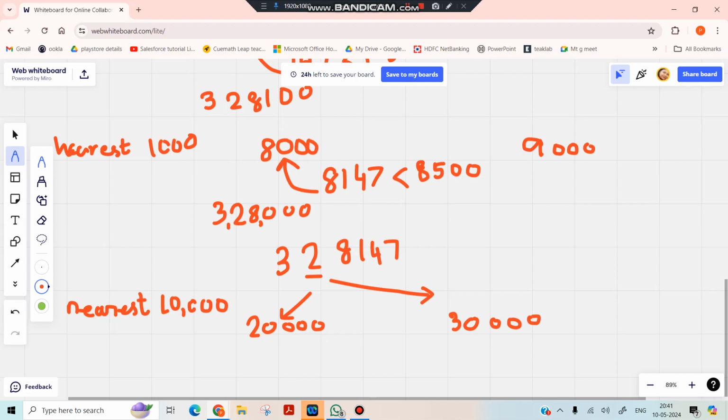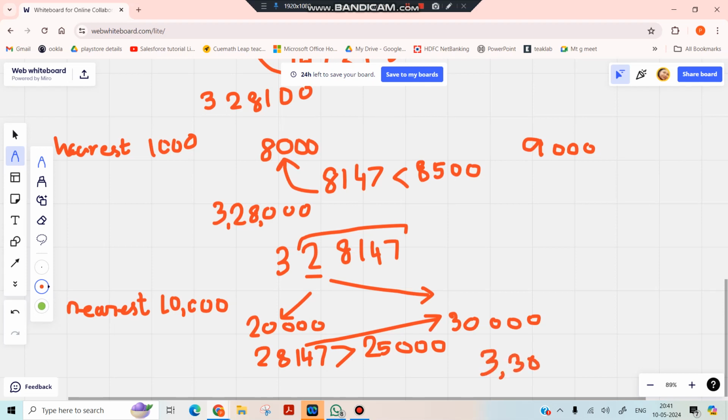What is my middle number? Obviously, 25,000. My number is 28,147. So I take this part. Is 28,147 less or more than 25,000? It is more. If it is more, it will go to the greater 10,000. So your final answer will be 3,30,000.